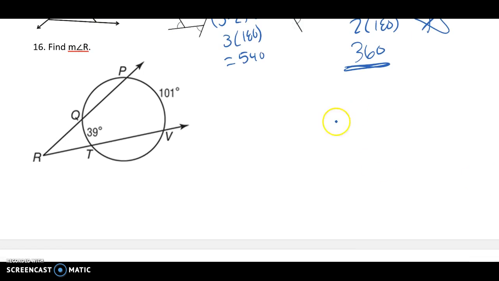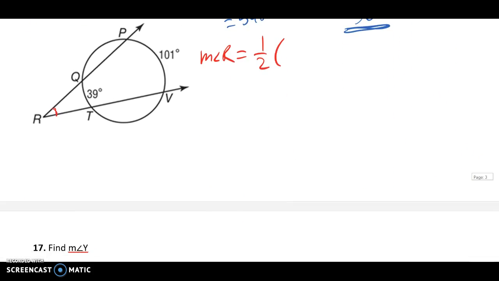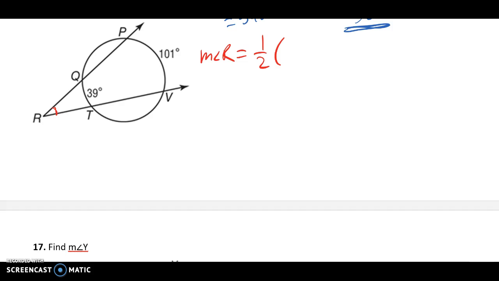Alright, so number 16, it says find the measure of angle R. Okay, so we're given this angle R right here, and we see it's an exterior angle, right? It's an angle on the outside of the circle, so the formula that we have for that is the measure of angle R will be equal to 1/2 the difference of the arcs. The way the book shows it is 1/2 of x minus y, right? But it's just the difference of these two arcs.